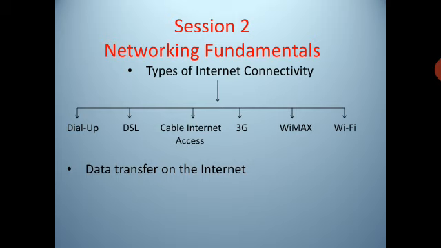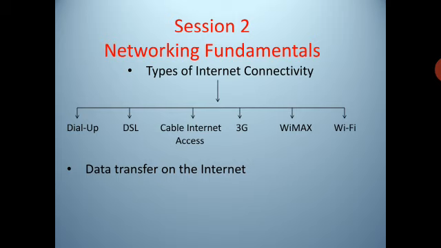DSL, digital subscriber line, provides internet access by transmitting digital data over wires of a local telephone network. This type of connection needs a DSL modem. Cable internet access. This type of connection uses the cable television infrastructure. It is provided through existing cable TV networks.